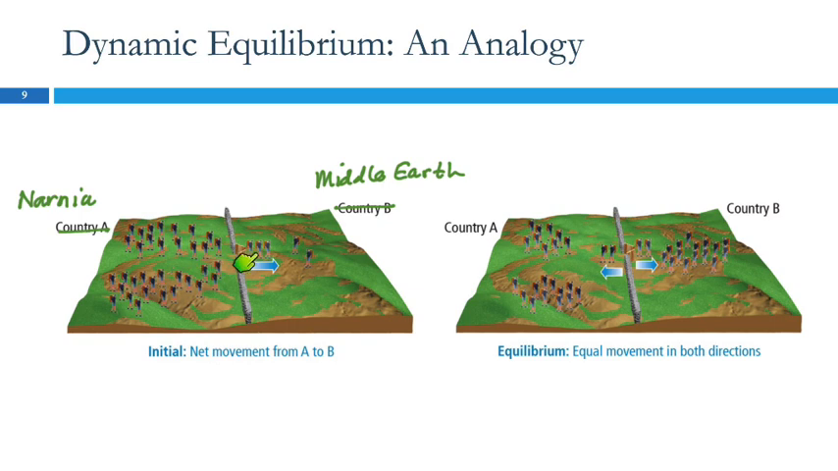And as emigration from Narnia to Middle Earth continues, then the population of Middle Earth grows, and more people start migrating or emigrating from Middle Earth back to Narnia. And at some point, you'll reach a balance where the populations of both countries are stable. But which one's higher depends on which one's nicer to live in.